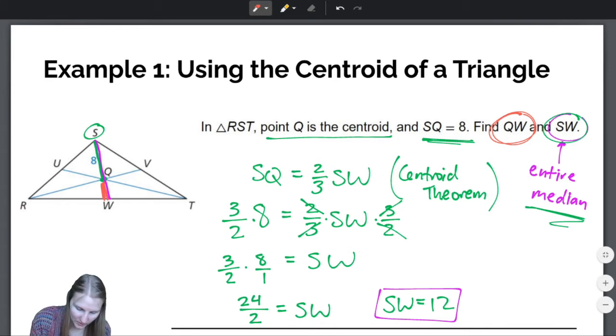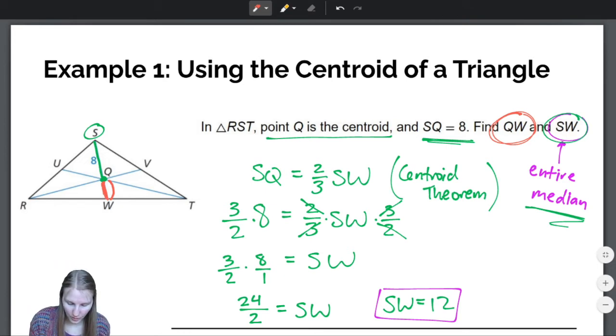So if we get rid of the purple, which was the entire median, QW is the other side of the median. So SQ was from the vertex to the centroid. Now we want from the centroid to the side of the triangle.